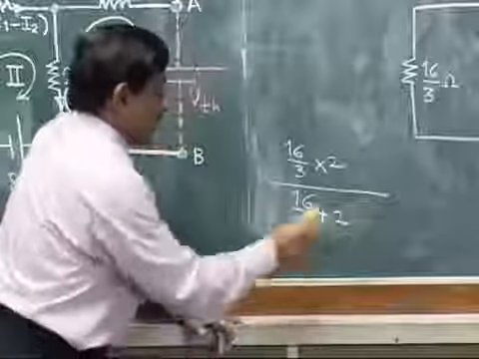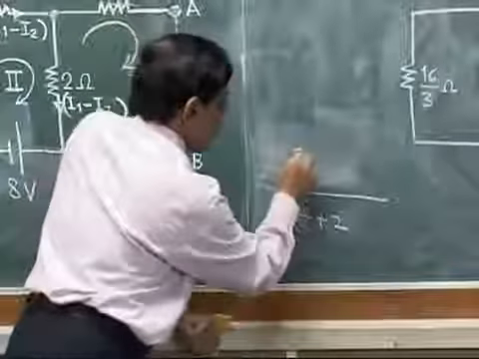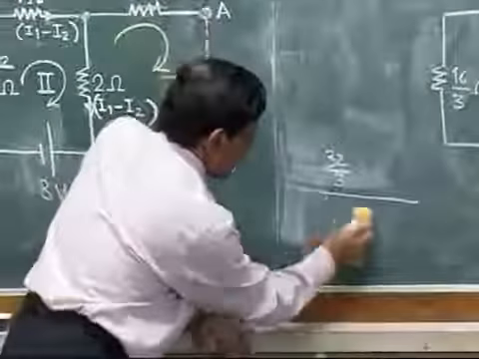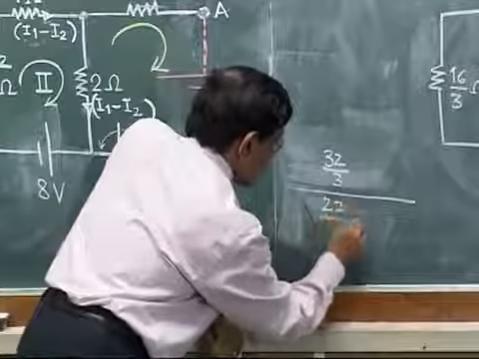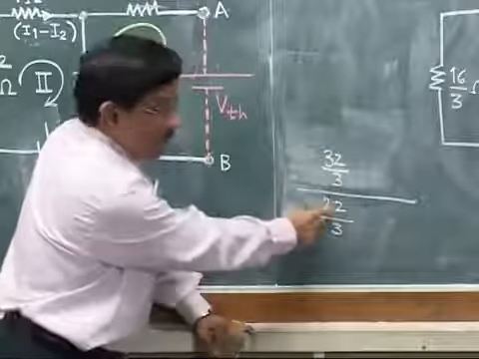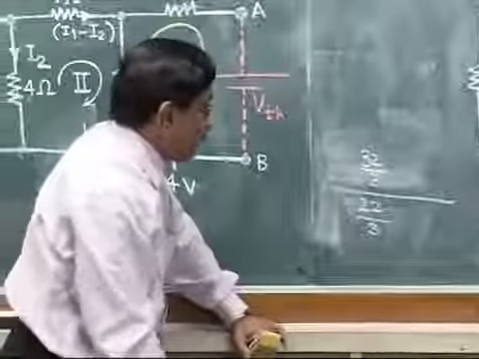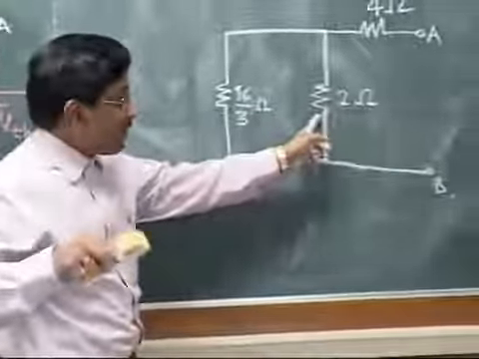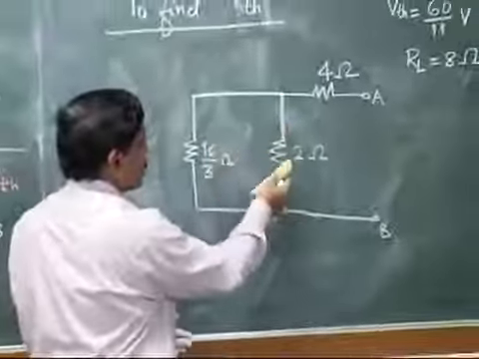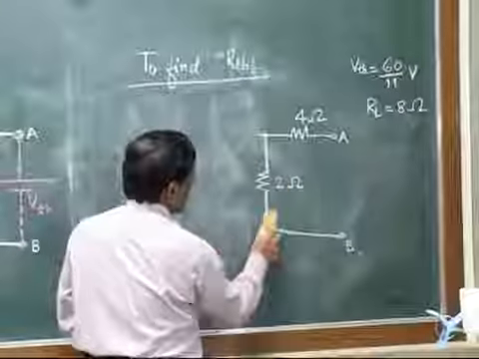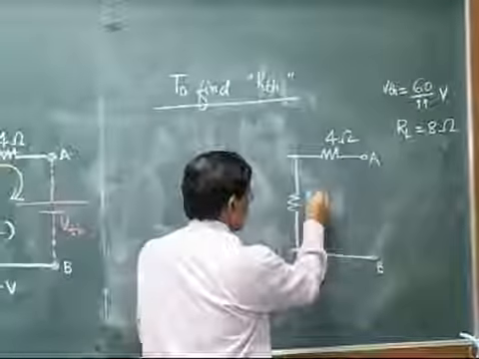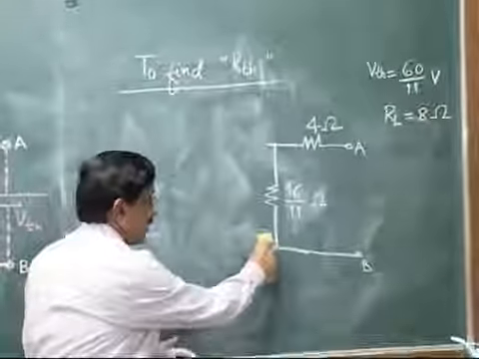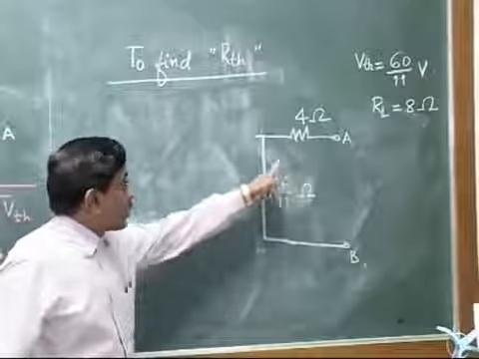So this will give you 32 by 3 and this will give you 22 by 3. So finally it will be 32 by 22, or if we further simplify, it will be 16 by 11. So finally these two will give you 16 by 11. Okay, so instead of these two, I will just show one as 16 by 11 ohm.